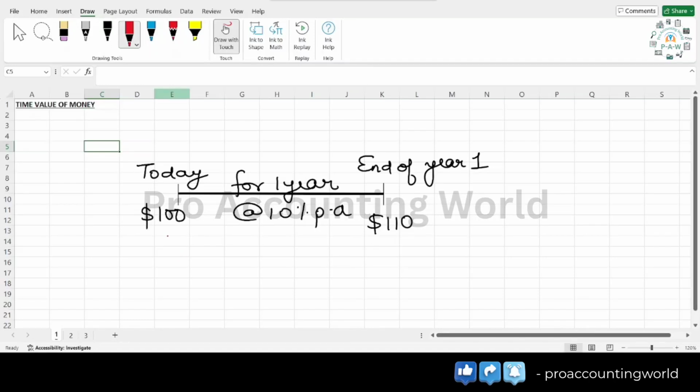So the amount which you are investing today is called the present value. Today you are standing and you know that at the end of year 1 you will get 110. So this 110 becomes what? This becomes the future value.